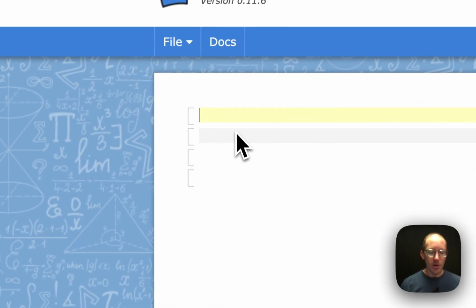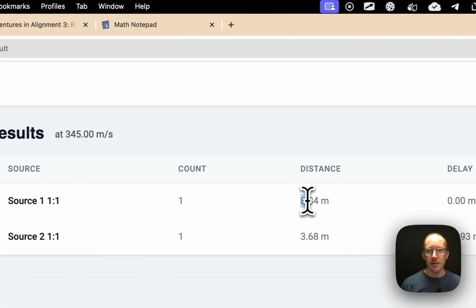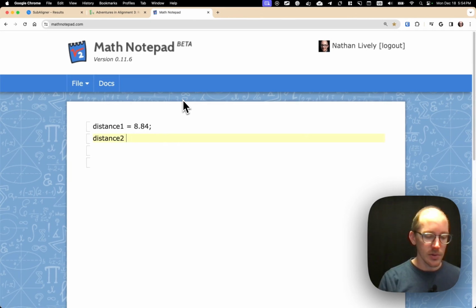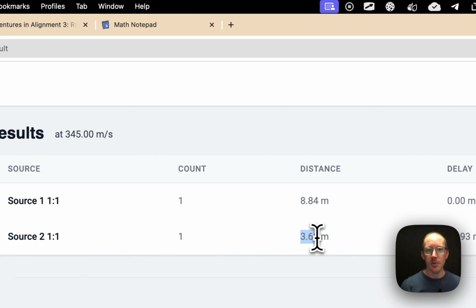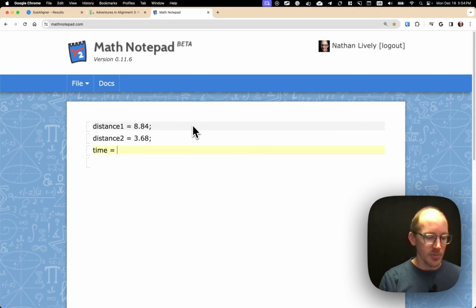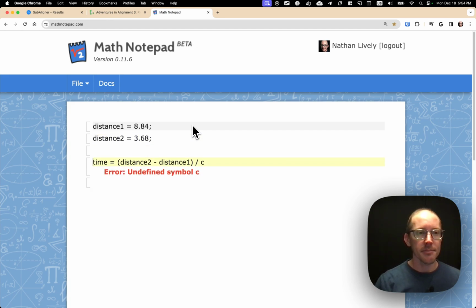So you could open something like Math Notepad and put in distance one equals, what did we say? This amount, 8.84, and then distance two equals 3.68. And then we need the time. That would be the difference in distance, distance two minus distance one, divided by the speed of sound, sound velocity, right? So we can just put a C there and then we need to define that. C would be 345 or 1130, whatever you're using, meters or feet. Here I'm using meters.